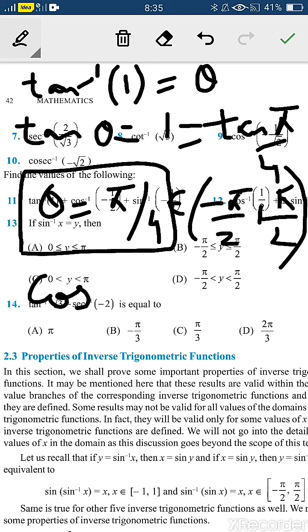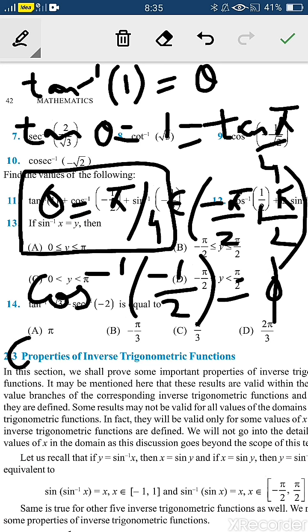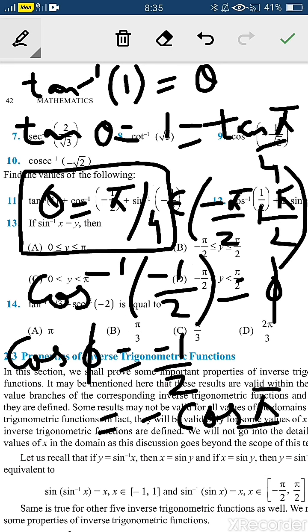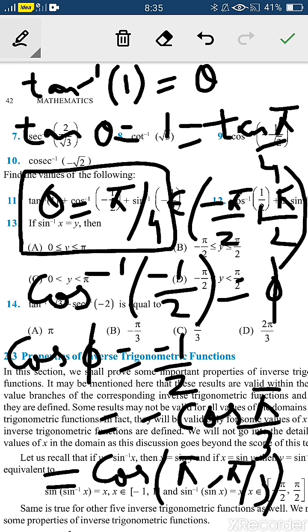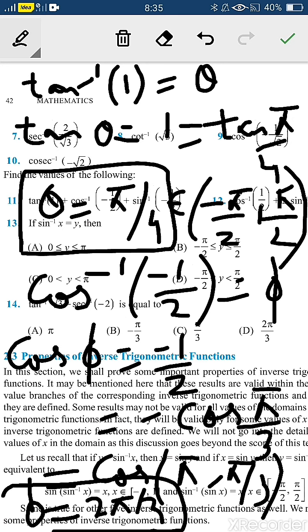Cos inverse minus half. This is your second. In the previous question we have found its value. Let us take it as phi. So cos phi is equal to minus half, and minus half is equal to minus cos pi by 3 at 60 degrees. So we can write it as cos of pi minus pi by 3, right? So it is equal to 2 pi by 3. So we have got this phi as 2 pi by 3. This is your second value, right?